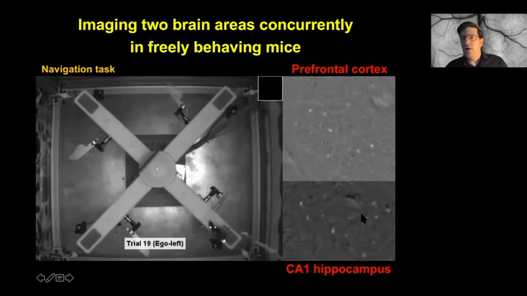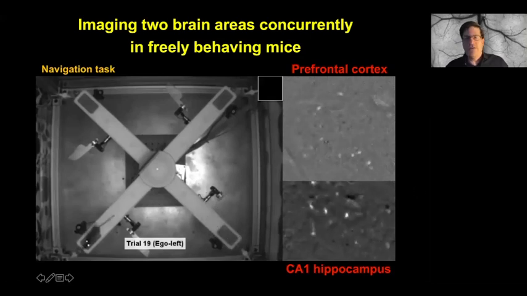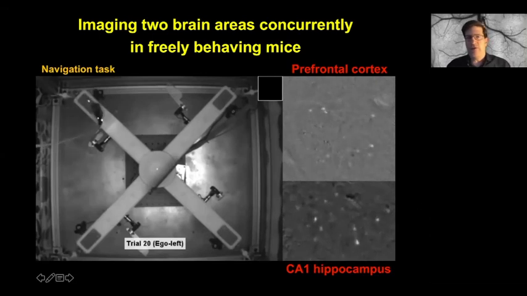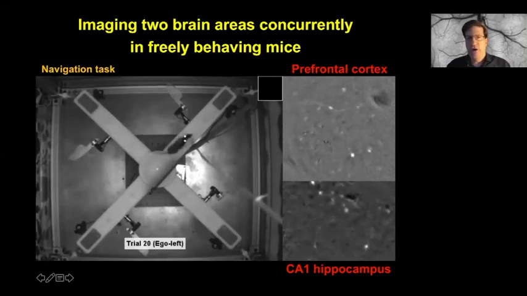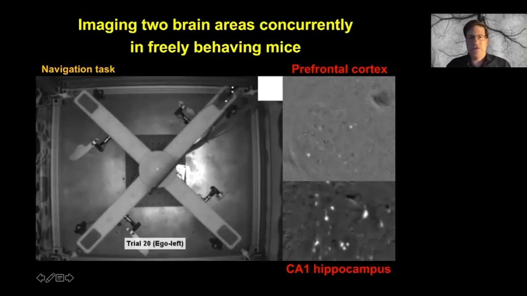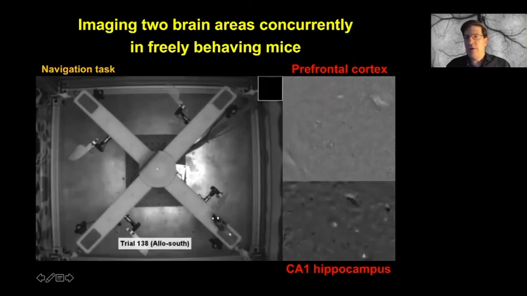And one can do this in a variety of ways. This is data from Forey Wang and Tony Kim showing you that they were actually able to get two little small microscopes on a mouse. You can see here it's freely navigating a maze, and meanwhile these two systems are imaging activity in the prefrontal cortex as well as in the hippocampus.